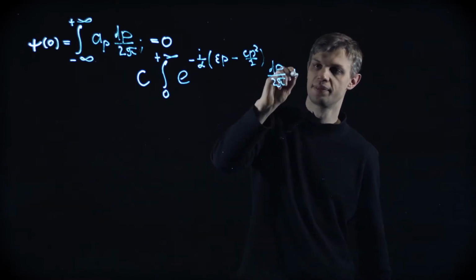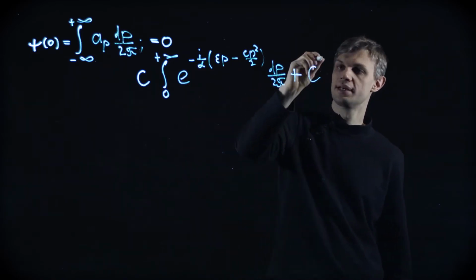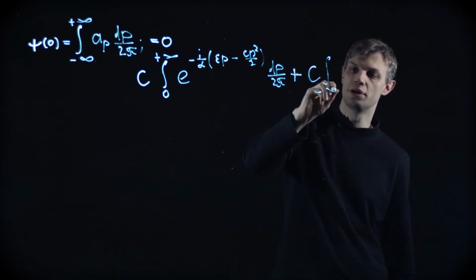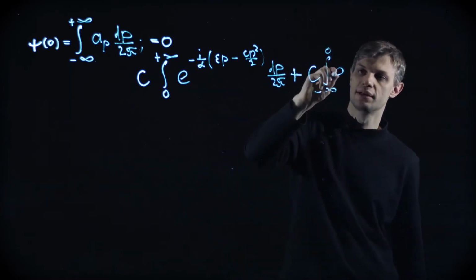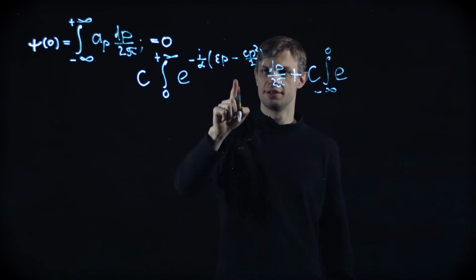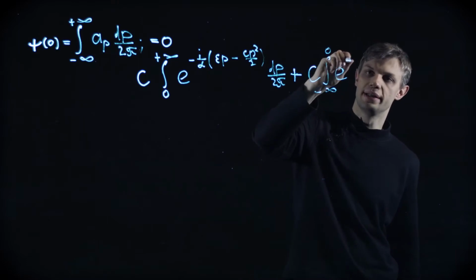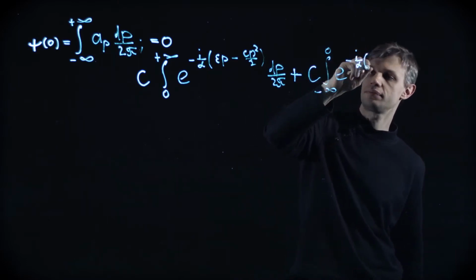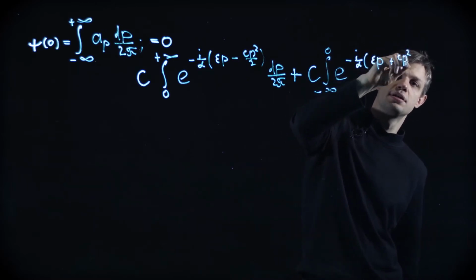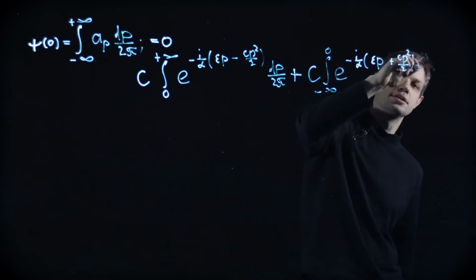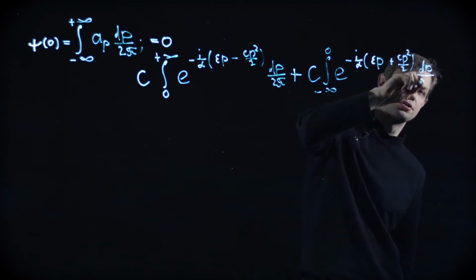Plus the same constant times the integral over negative values of p. And the function is slightly different, so as you remember, c is changed to negative c. So it's minus i over alpha, epsilon p plus c p squared over 2, dp over 2 pi.